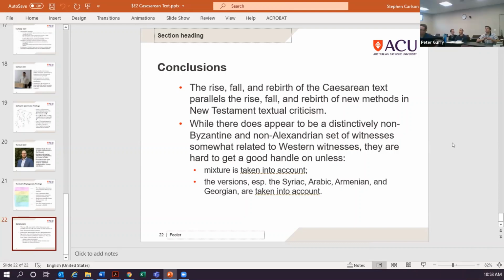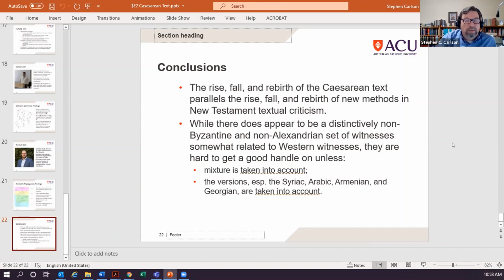But while there does appear to be a distinctly non-Byzantine and non-Alexandrian set of witnesses that are somewhat related to Western witnesses, you can't really study them unless you do two things. Number one, you've got to take mixture into account. These texts aren't copied from a single manuscript all the time in a strict and controlled fashion, like we see among Byzantines and Alexandrians. And also importantly, you have to take the versions into account. You've got to look at the Syriac, the Arabic, the Armenian, the Georgian.